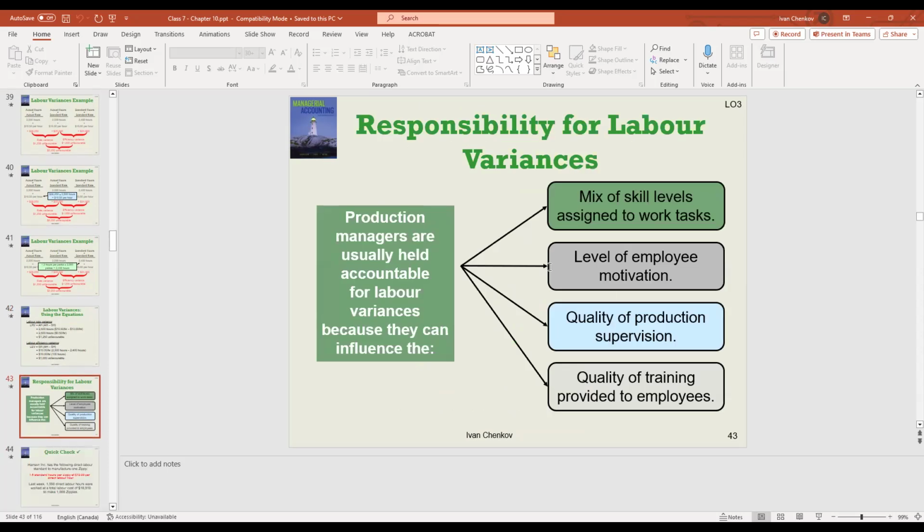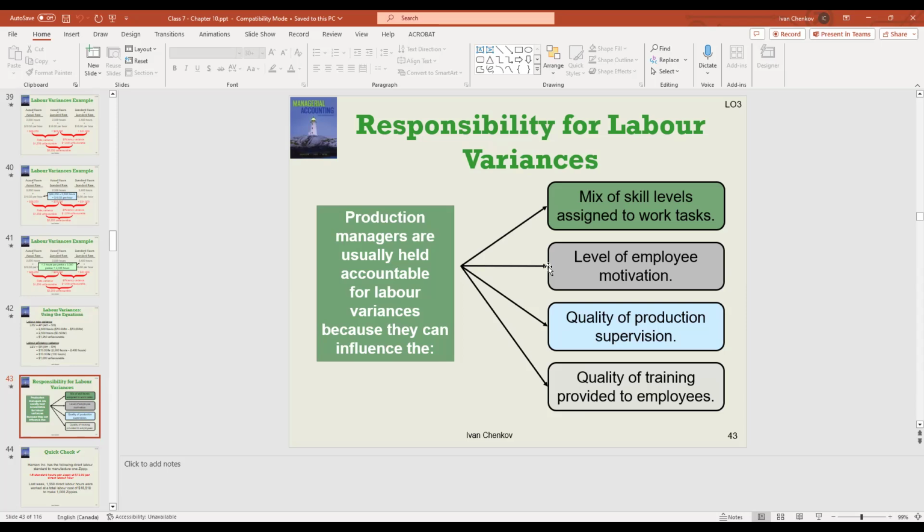Now, who are we going to hold responsible for overspending $2,250? Well, believe it or not, we're going to blame only one person, and that will be the project manager. Production manager. Because the production manager is the one responsible for labor inefficiency and labor rate. Well, what is he supposed to do?